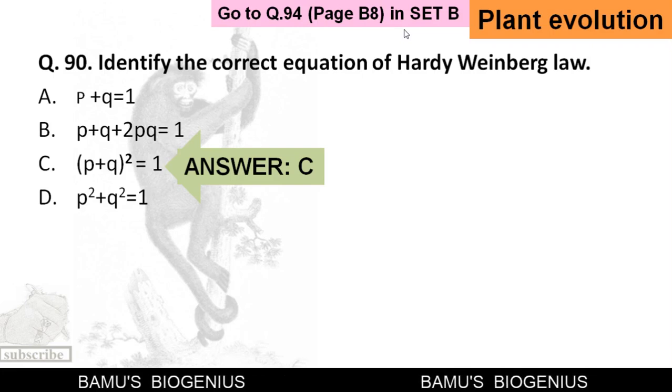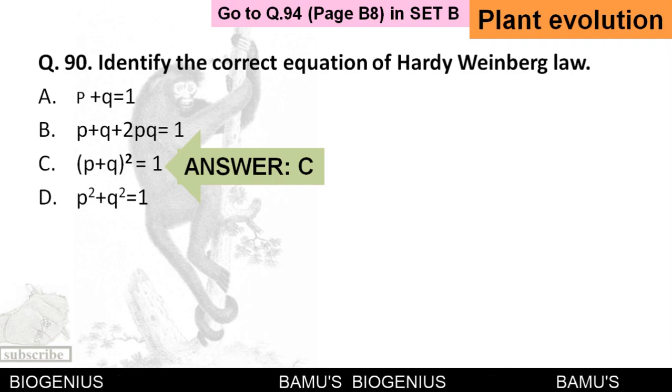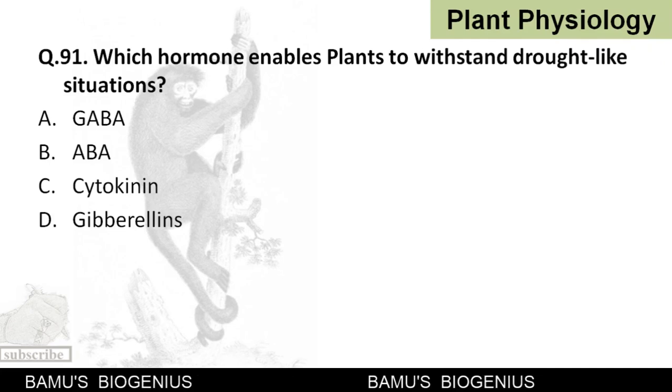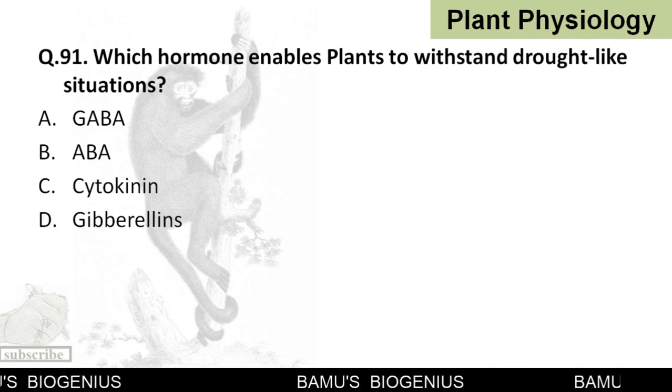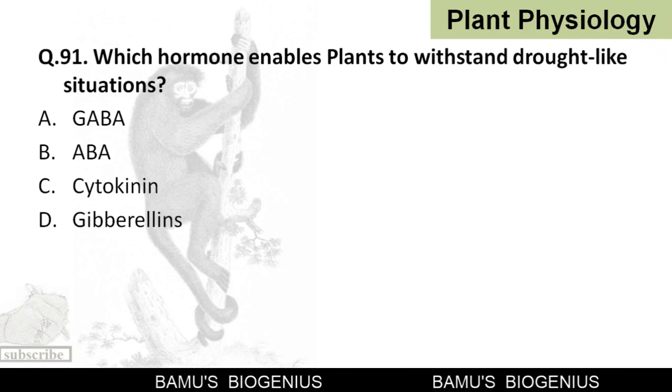So this is question number 90. Then we'll go to the next question. Now the question number 91. Which hormone enables plants to withstand drought-like situations? A. GABA. Then B. Abscisic acid. C. Cytokinin. And D. Gibberellin. The answer is abscisic acid.